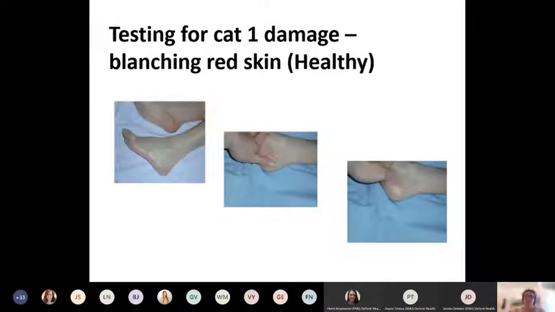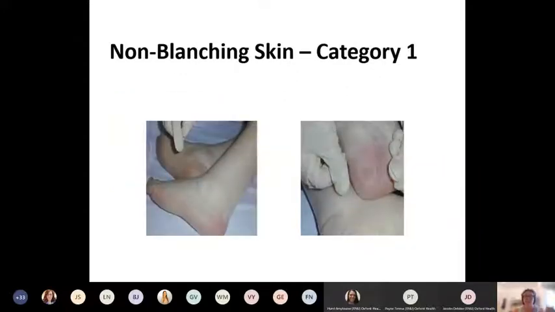And that tells you that the little capillaries there are intact. If they're not, what you get when you take your finger off is no white area, it stays pink, and that tells you that those capillaries are already damaged. There's already been injury to those little capillaries, and that is category 1 pressure damage.